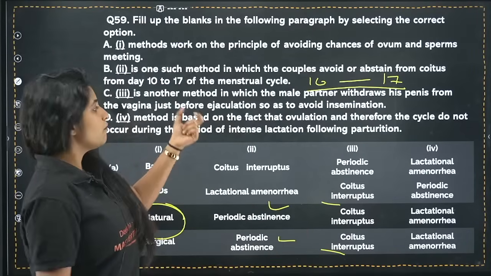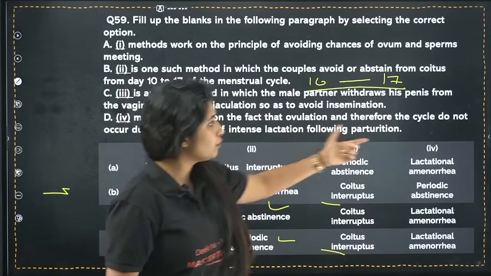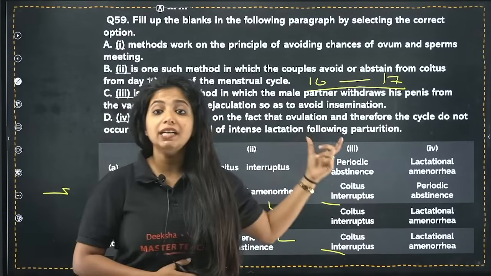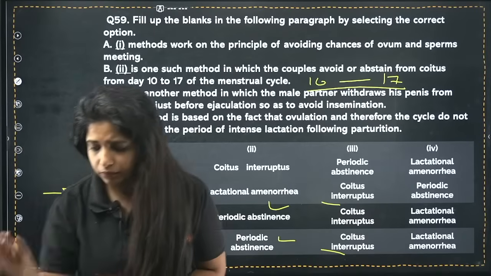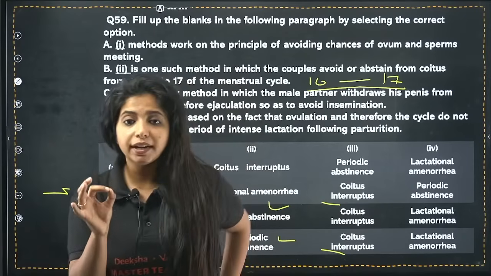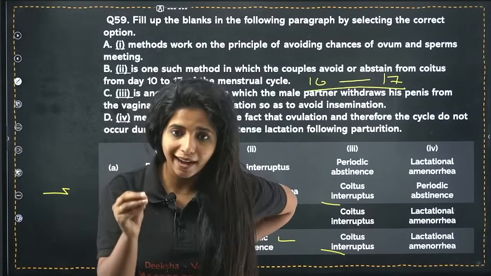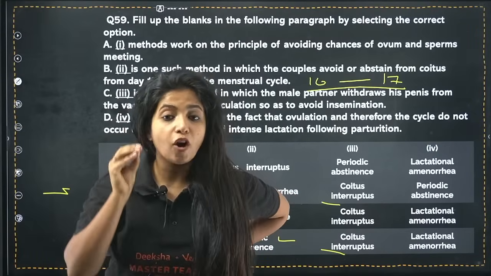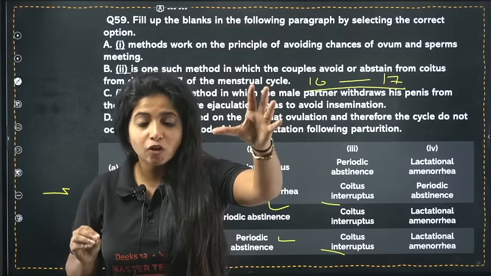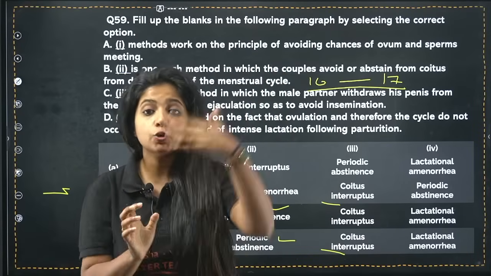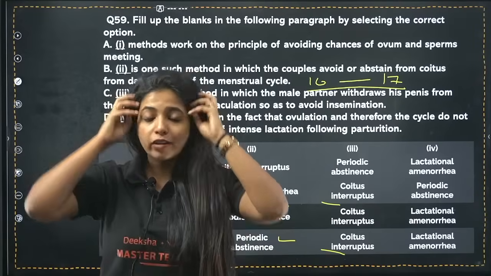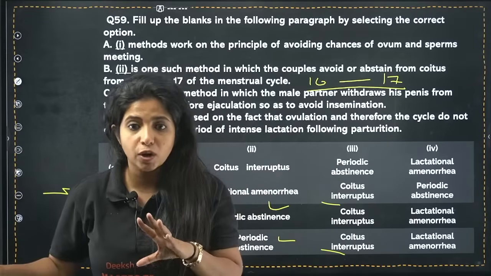Finally, there is a method based on the fact that ovulation and therefore the cycle do not occur during the period of intense lactation. What do you mean by that? Intense lactation is a period where the mother is breastfeeding the child, right? For that you need the hormone prolactin. When prolactin is high, the ovulatory hormones, FSH and LH, cannot be high. So it stops ovulation, which is why menstruation also does not happen.